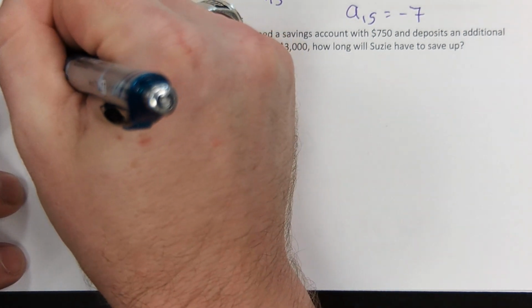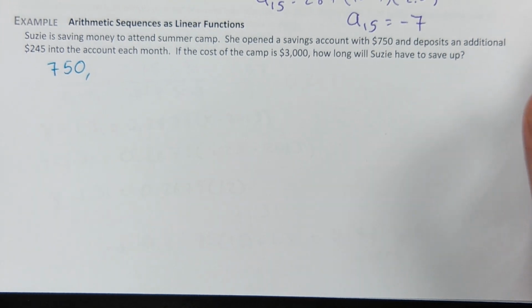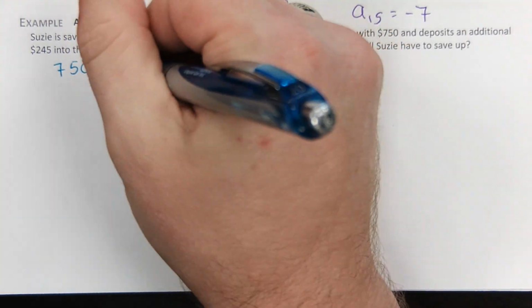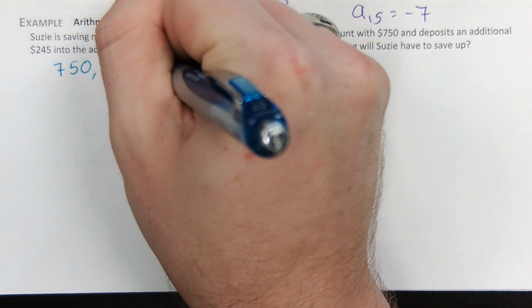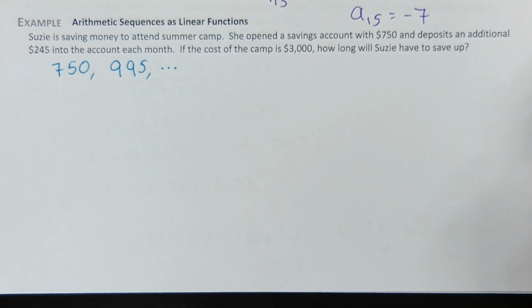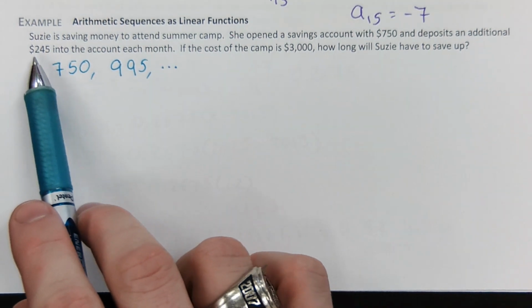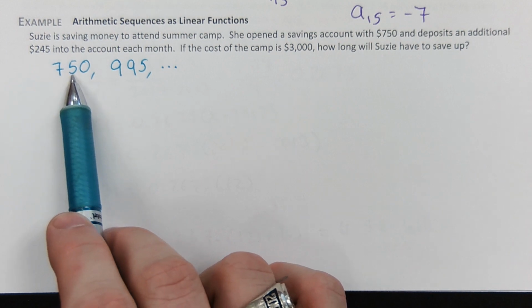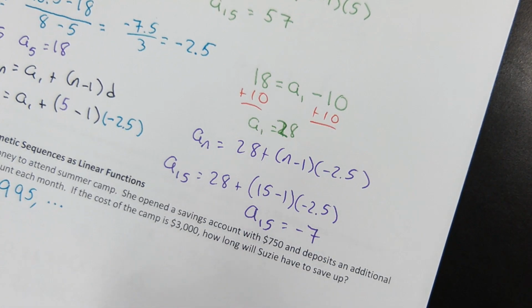We begin this account with $750. And after 1 month of saving, how much money is going to be in the account? $995. Brody, how'd you get that number, 995? Mathematically, how'd you know? Oh, you added this number to this number. Yeah, that's the common difference then, isn't it?